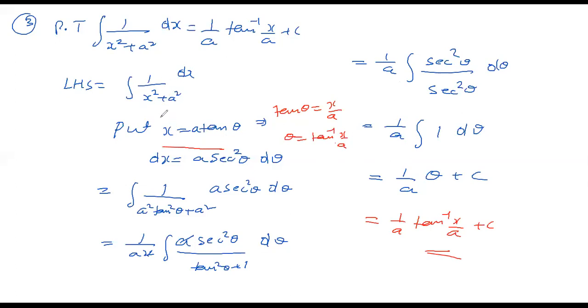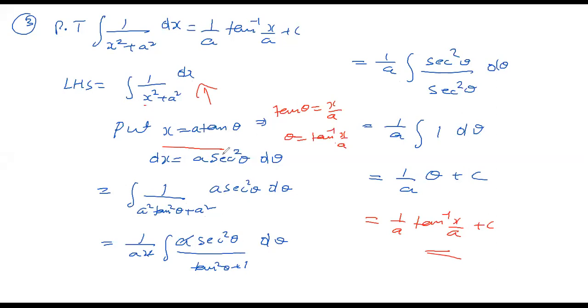Here I'm taking the LHS. Put x is equal to a tan theta, dx is equal to a secant square theta d theta. I did differentiation like the substitution method. Substitute all the values in this question. I know x and I know dx. X will be a tan theta, so x square will be a square tan square theta plus a square. A square is common, take it out from the integration. It becomes tan square theta plus 1.